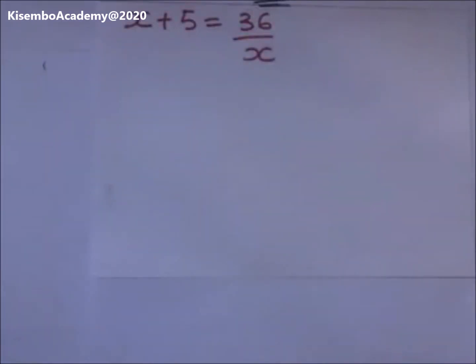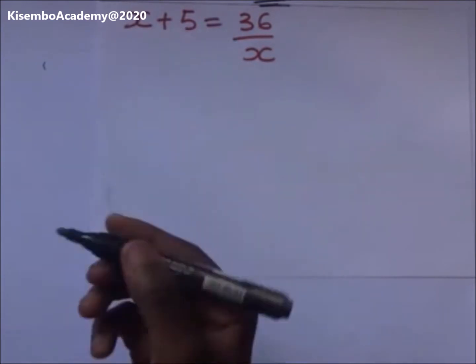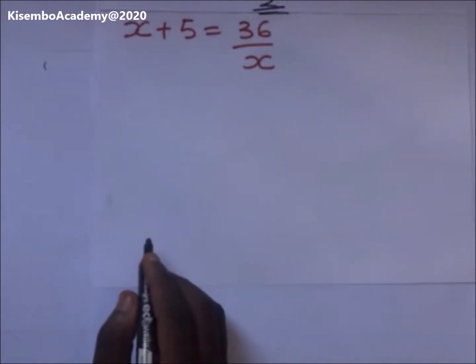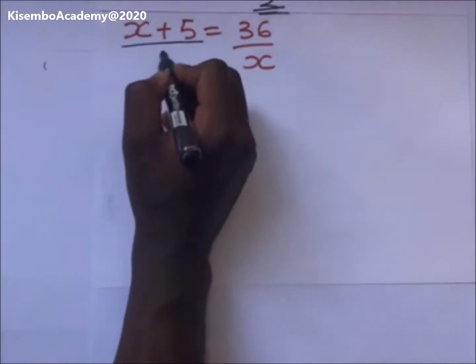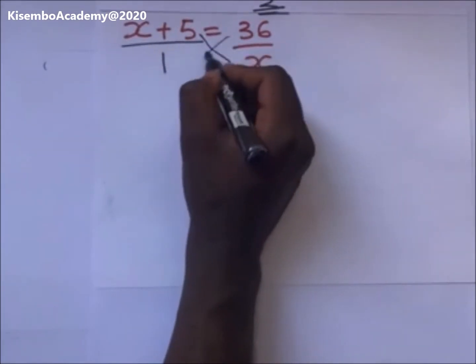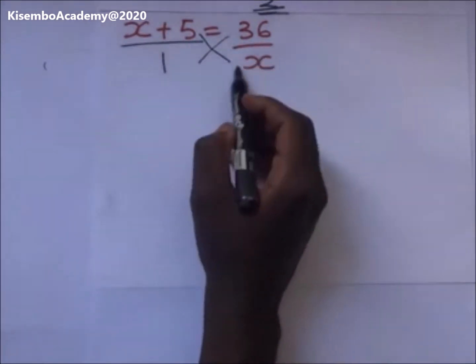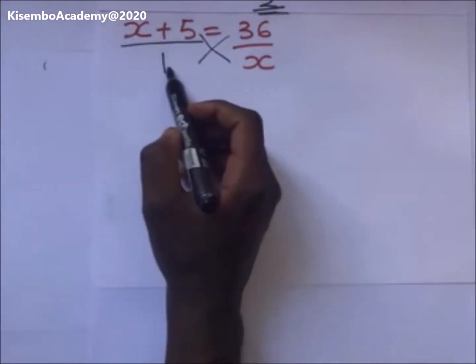So those are the two. x plus 5 is equal to 36 over x. To begin this off, we make it a flat equation. So when we say this over 1, we cross multiply. That will make it a flat equation. So it's going to be x times this whole part is equal to 1 times 36.